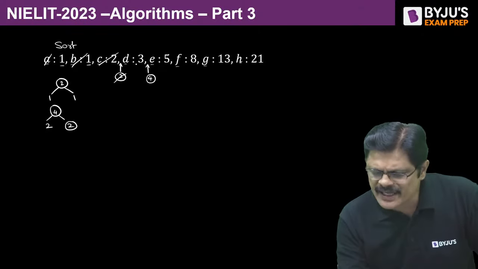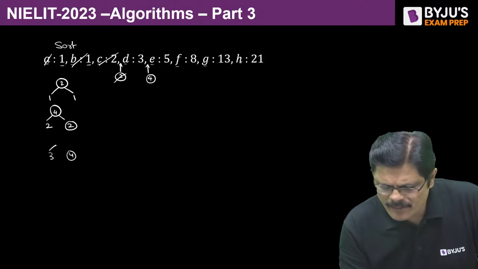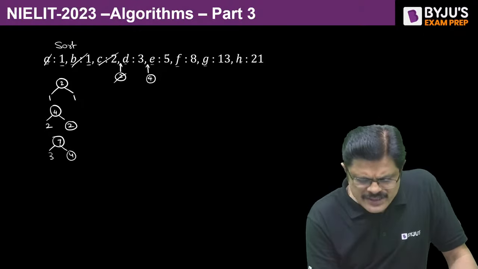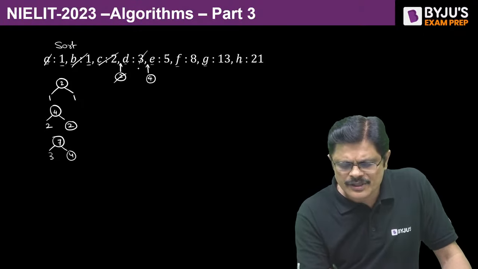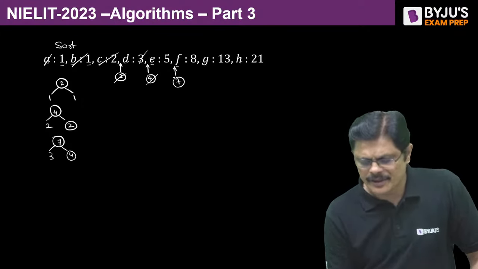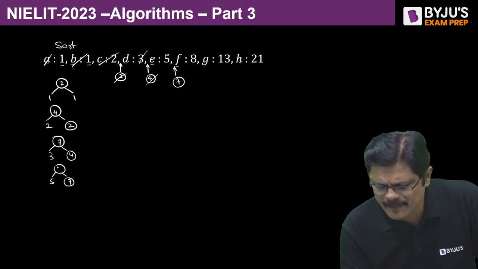Then what happens? The next smallest are 3 and this 4. Merge them, and the root node frequency will be 3 plus 4, which is equal to 7. And where will it go, sir? This is gone, this is gone. Then 7 will go here, which is a created node. 5 and 7, you merge them. 5 plus 7 is 12.